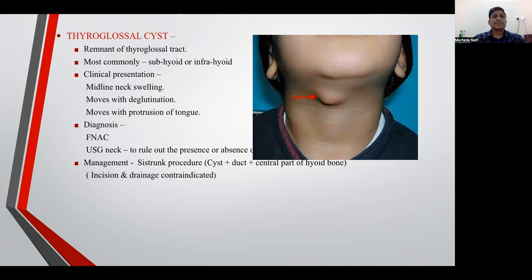The diagnosis is mainly by FNAC, fine needle aspiration cytology, and USG neck to rule out the presence or absence of any swelling, any lymph node. Then management of the thyroglossal cyst, the gold standard is the Sistrunk operation. The cyst, the tract, and the central part of the hyoid bone, they all are removed. Then incision and drainage is contraindicated. It causes recurrence.